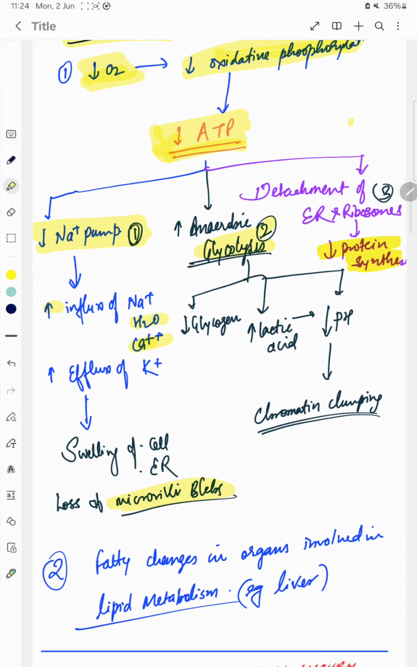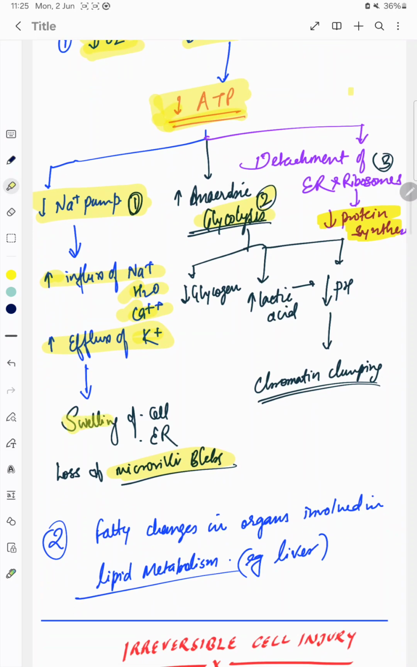Decreased ATP production will result in decreased functioning of the sodium pump. As a result, there is increased influx of sodium along with water and calcium inside the cell, and increased efflux of potassium. This ultimately results in the swelling of the cell and endoplasmic reticulum and loss of the microvilli. Blebs occur due to the swelling of the cell.